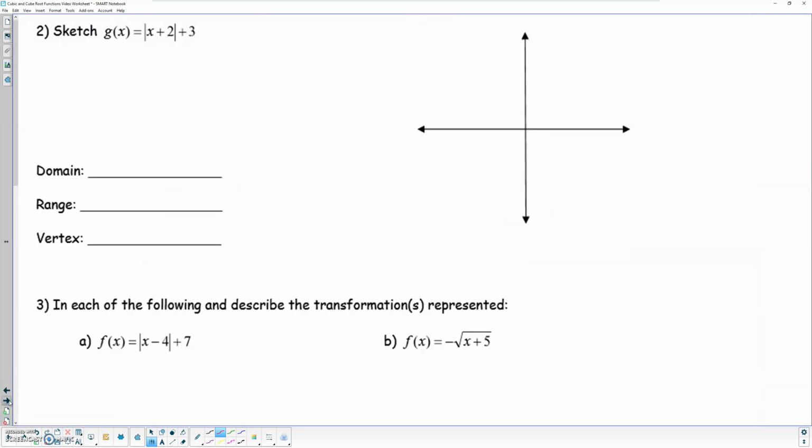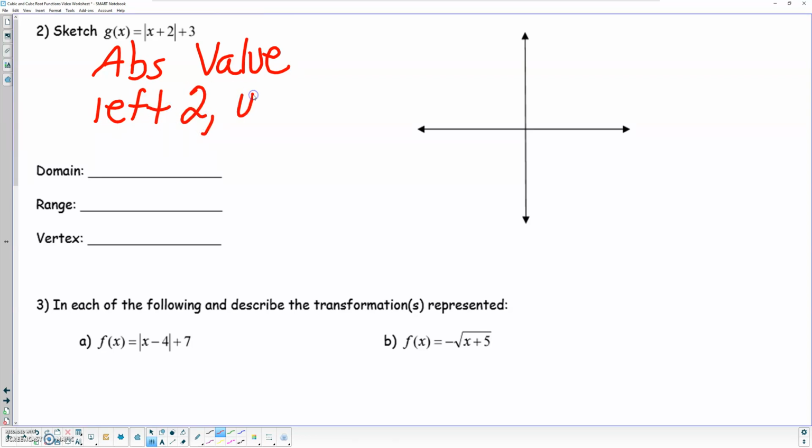All right, the next one, number 2. Here we see the symbols for absolute value, so we know that our graph is going to take on that V shape. The +2 inside the absolute value bars or inside the function's argument means we're going left 2. And then the +3 at the end means we're going up 3. So we're going to take that absolute value graph and shift it left 2 and up 3. It's going to look something like this.